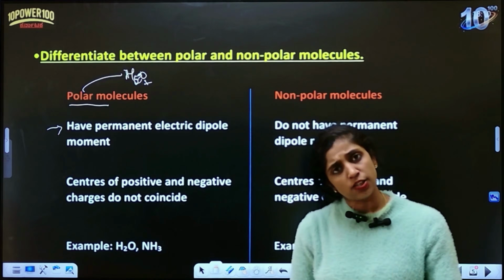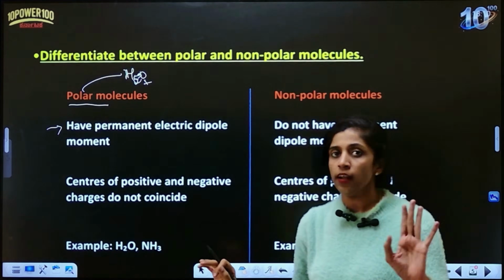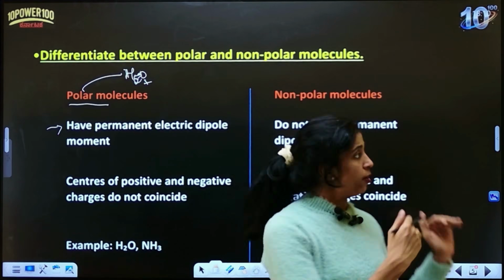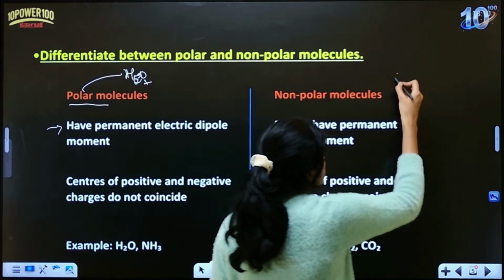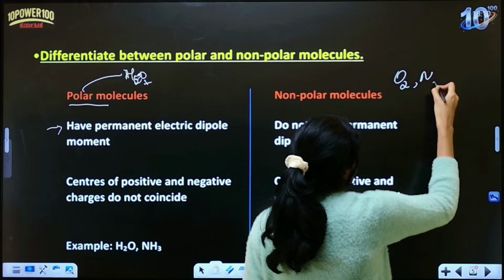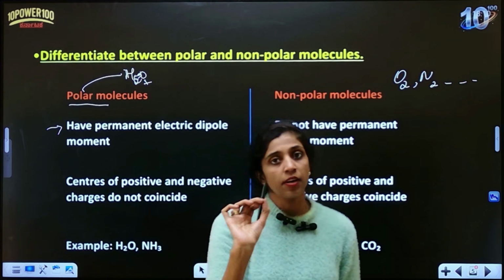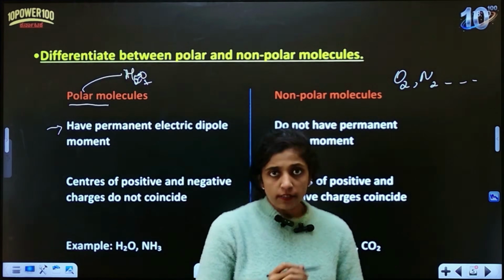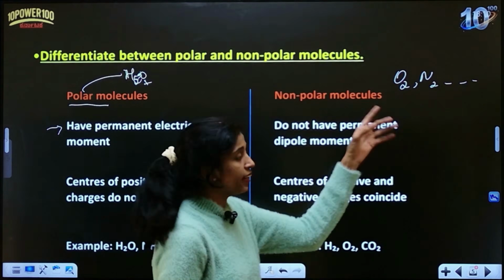For examples, you can write H2O, CO2, NH3. All these examples come under polar molecules. Next, coming to non-polar molecules. Here only one element will be taken, like oxygen O2 or N2 and so on. Since there is only one element, we can say that they don't have any permanent dipole moment, because there should be two elements to have a permanent dipole moment. In that way you can connect it.